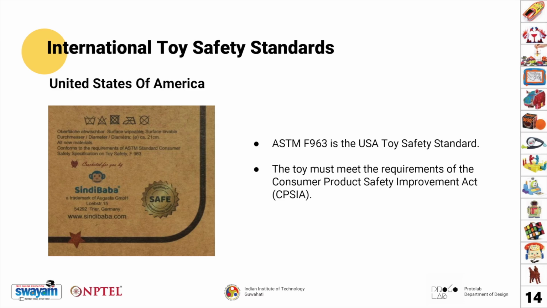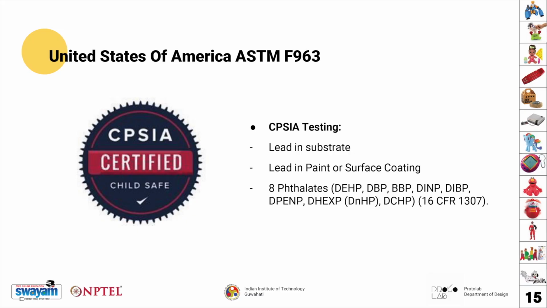ASTM F963 also outlines the requirements and test methods for toys produced for children under the age of 14. The requirements vary according to the age groups. To ensure children's safety, toys must undergo strict testing under international safety regulations such as CPSIA and ASTM F963. Under CPSIA testing, toys are evaluated for harmful chemicals and toxic materials.